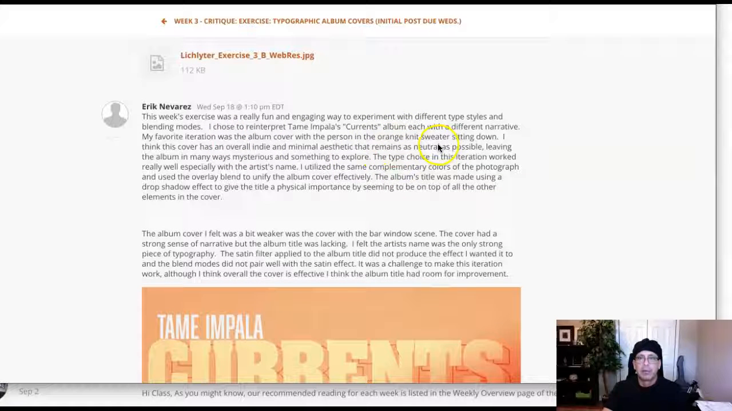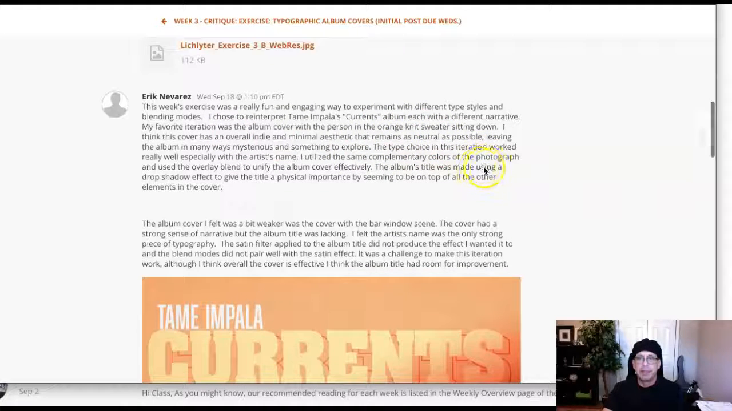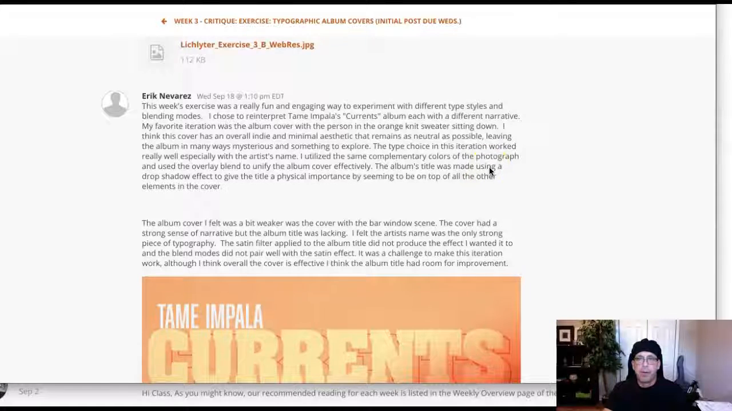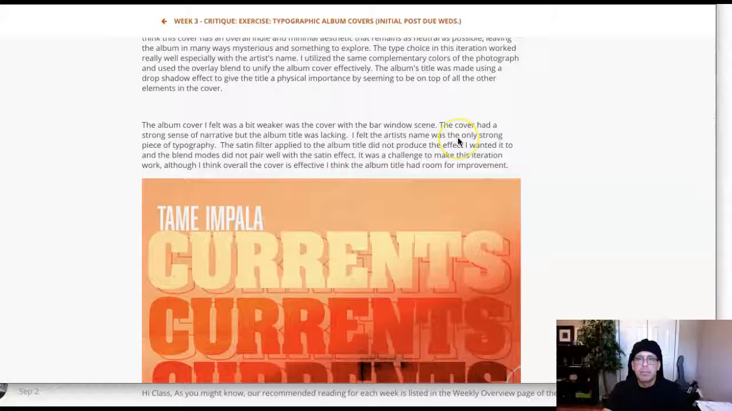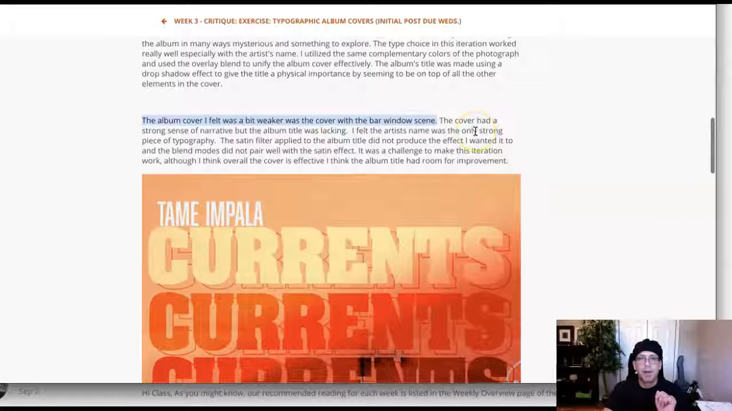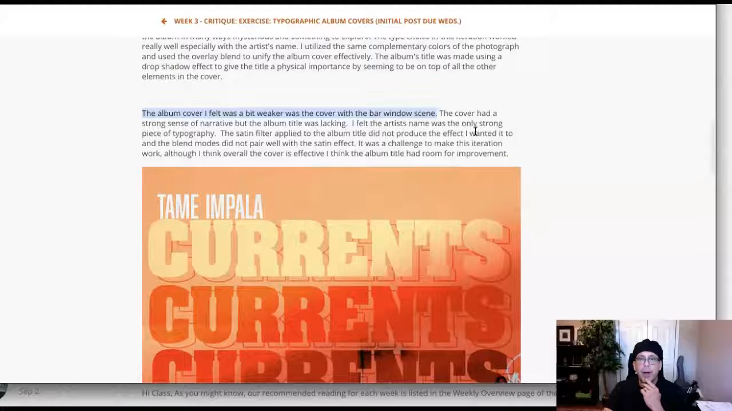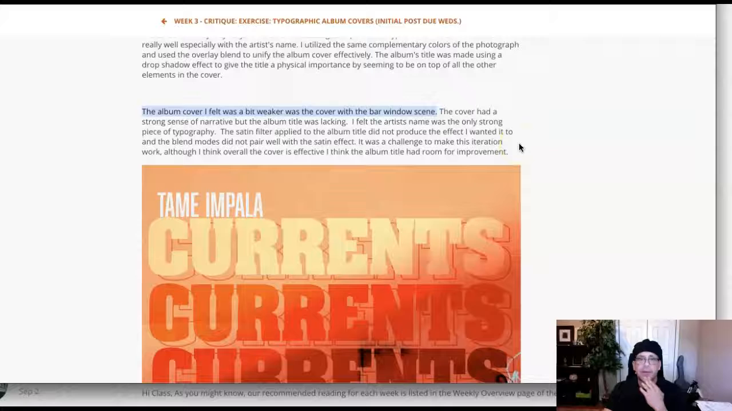I was just going through your writing here, and I think everything's making really good sense. Oh, see, I disagree. I think this is strong. I think the one with the bar windows theme is strong. I'll talk about that in a second. But the album title was lacking. I'll talk about that in one second. The other thing was strong.